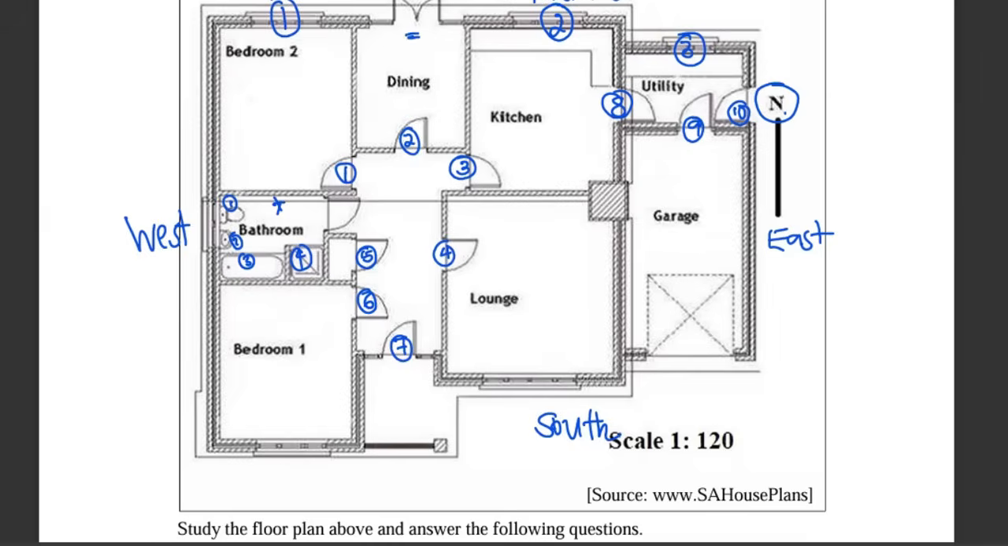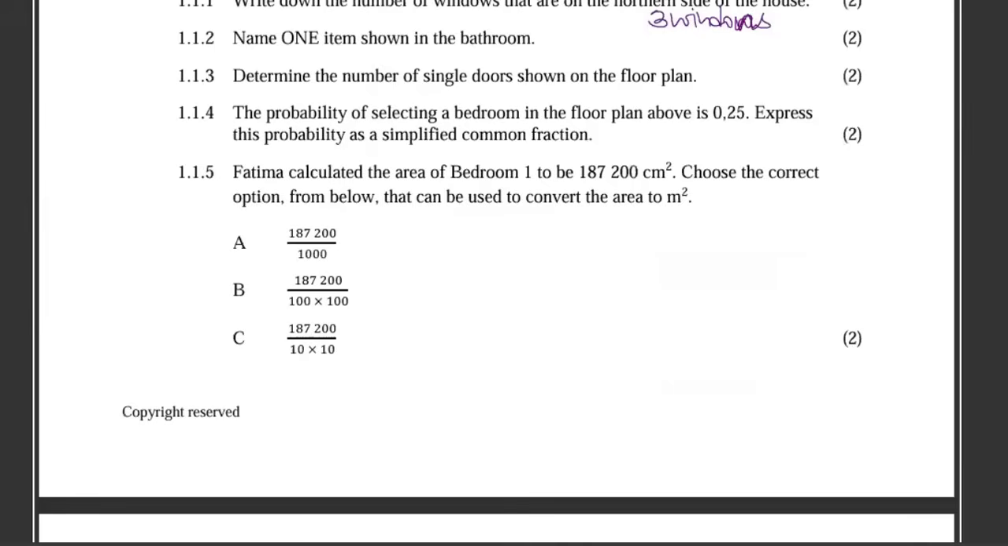This we can't count. This is a double door. This almost looks like a double door, but it's different. So we have 10 single doors.